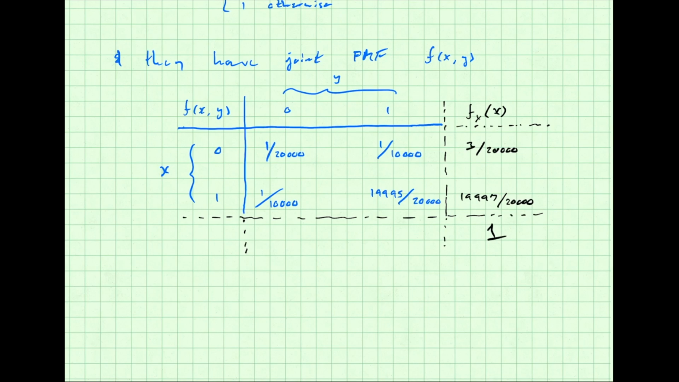And in the same way, we have here f, the marginal distribution for y. I'm putting these marginal distributions in here because they're going to be useful for computing conditional probabilities, which is what we're going to do. Okay, I think we get the same numbers here. Yeah. So this one is 3 over 20,000. And this one is, again, 19,997 over 20,000. Okay, so that's tabulating everything.